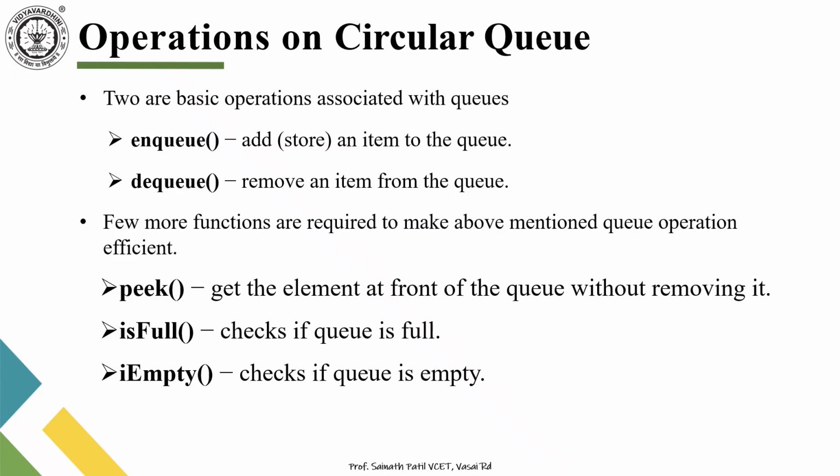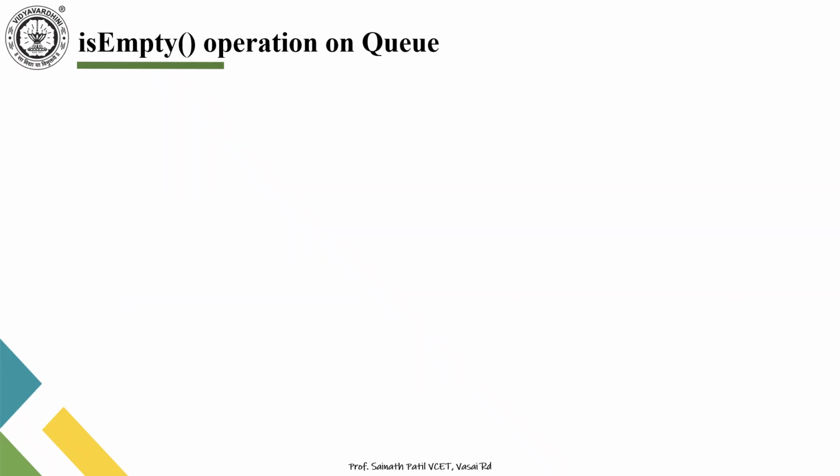The same operations that we learned in case of linear queue are performed here in the circular queue as well. NQ, that is the insertion operation, or adding a new data element to the queue. DQ, that means deletion or removal operation. And apart from that, peek, that is checking the element which is pointed to by front, and is full and is empty operations to check the status of the queue, whether it is full or empty. So let's have a look at the is empty function, which is exactly similar to that of the linear queue.